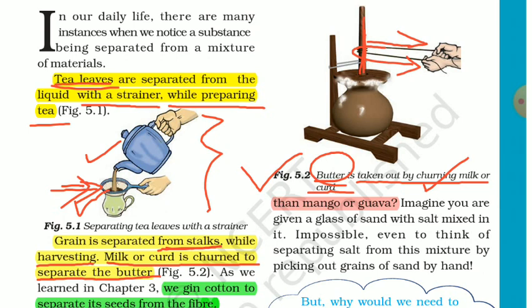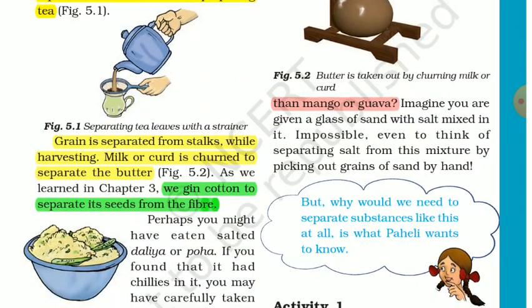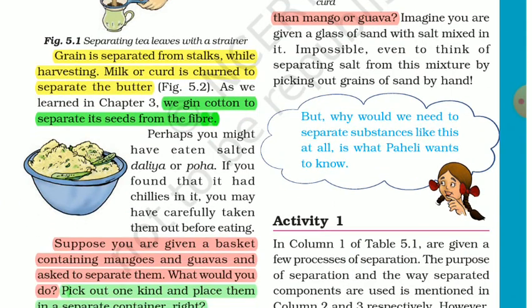This is known as churning the milk. These things you have already learned in chapter 3: when we get cotton, we gin the cotton to separate its seeds from the fiber, isn't it? To get the cotton fiber, we have to gin the cotton. All these things are about the separation of substances.